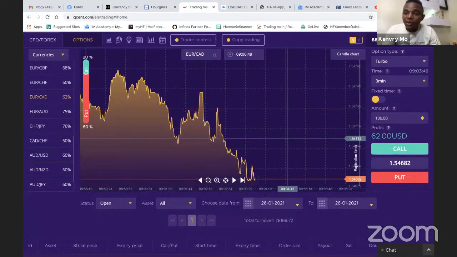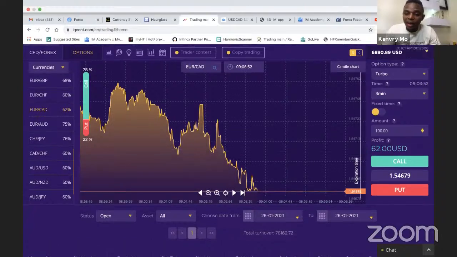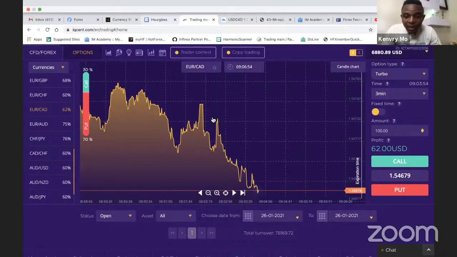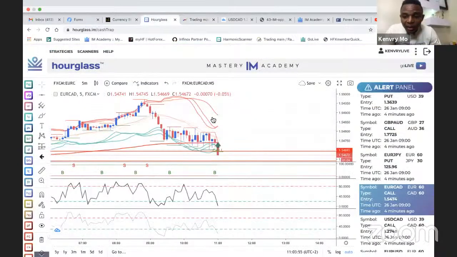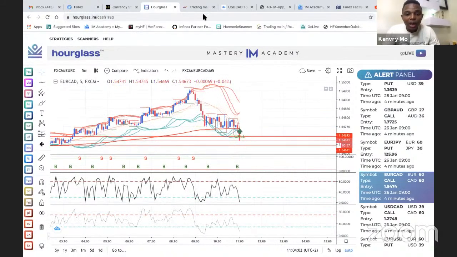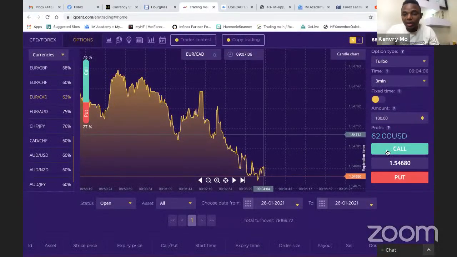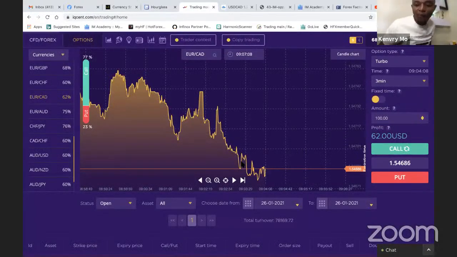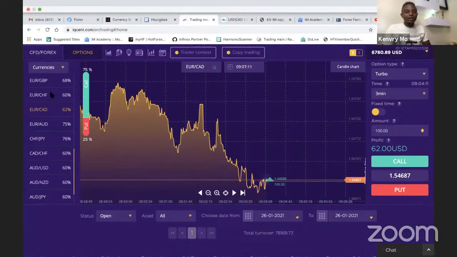How many seconds to go? 2. They're still moving down. Okay, 641. I think the close of the candle is gonna rupture this. I'll take it where it is. The candle is about to close.